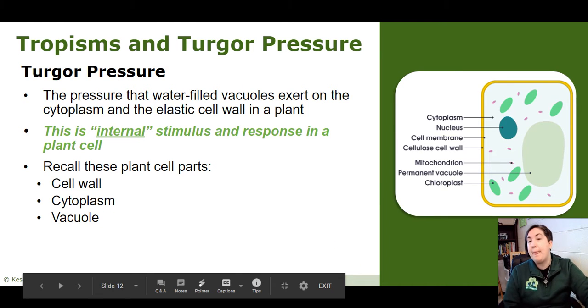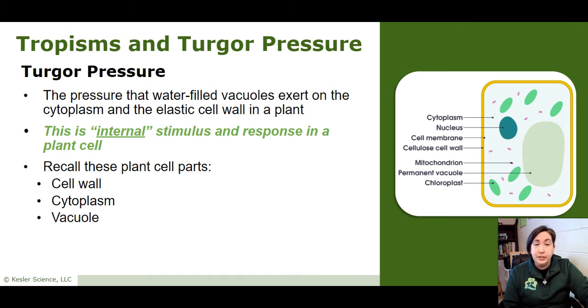Turgor pressure. The pressure that water-filled vacuoles exert on the cytoplasm and the elastic cell wall in a plant. So this is a throwback to what we know about plant cells. And this is considered an internal stimulus. So it's what's happening inside the cell that causes a reaction.